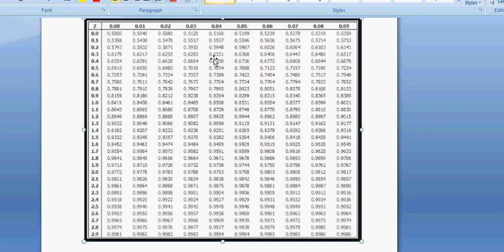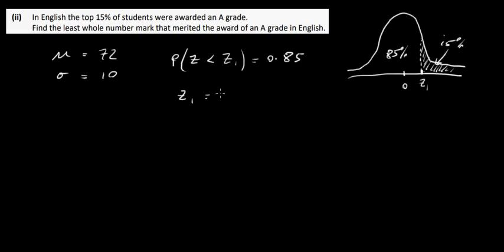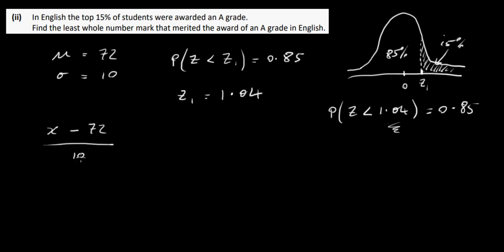So let's have a look at that. So we have a z value of 1.04 here. So in other words, the probability of z being less than 1.04 will be equal to 0.85. We looked up 0.85 and worked out this 1.04 here. So now we have our z value, we have our z1 value here, if you like. How do you work out z values? Well, z values are just worked out by taking the x, subtracting the mean, which is 72 in this case, dividing by the standard deviation. We know that this z value is 1.04.